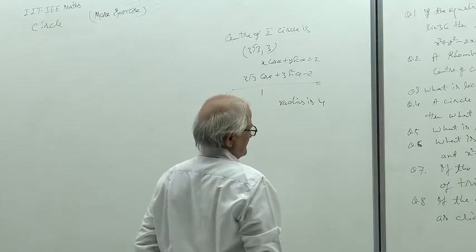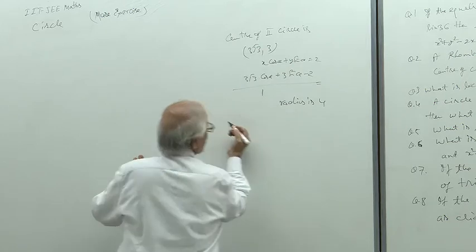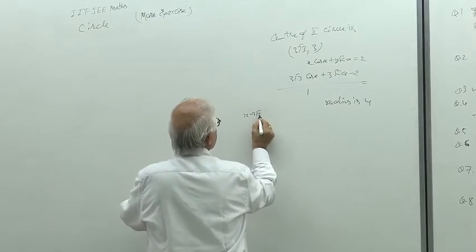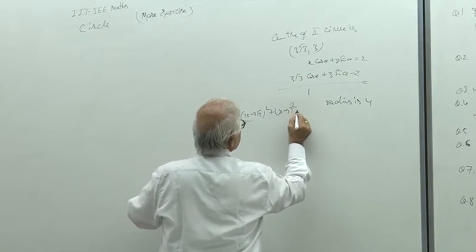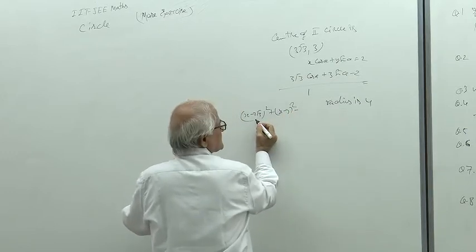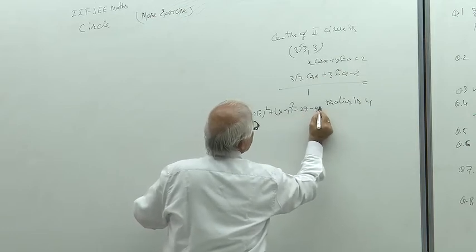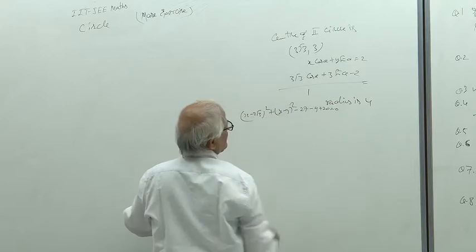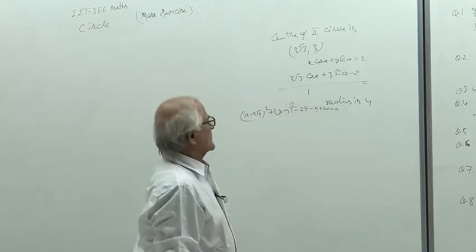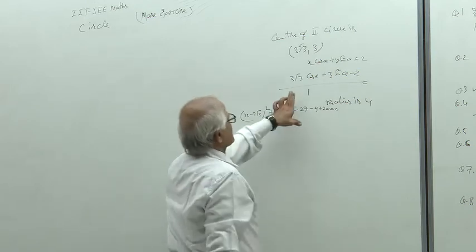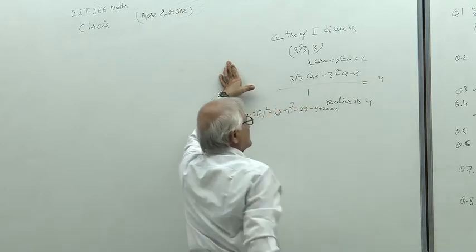You see here. This can be written in this way: x minus 3 root 3 whole square plus y minus root 3 whole square, and we will have to square this. 27 minus here 9, we will get here 16. So therefore the radius is 4. Now this is equal to radius 4.